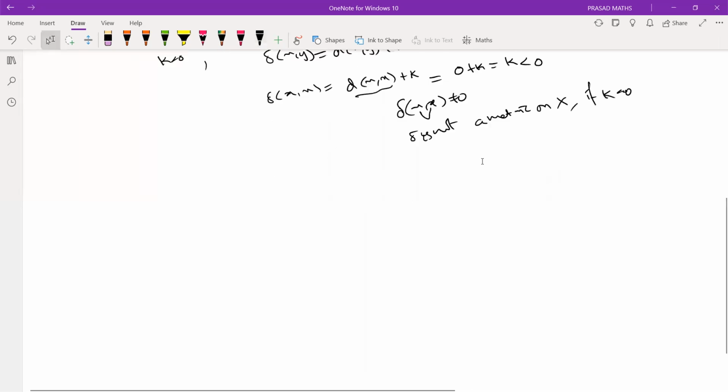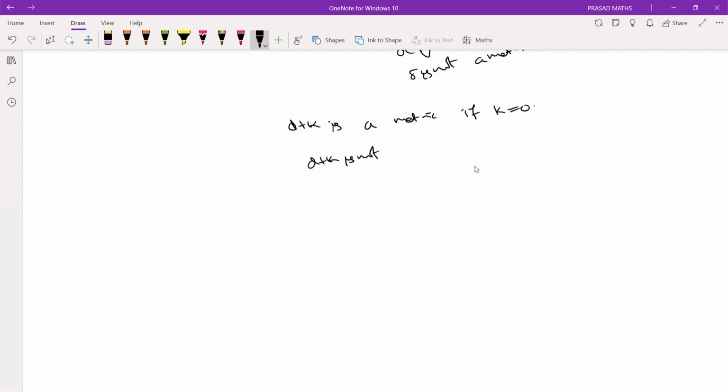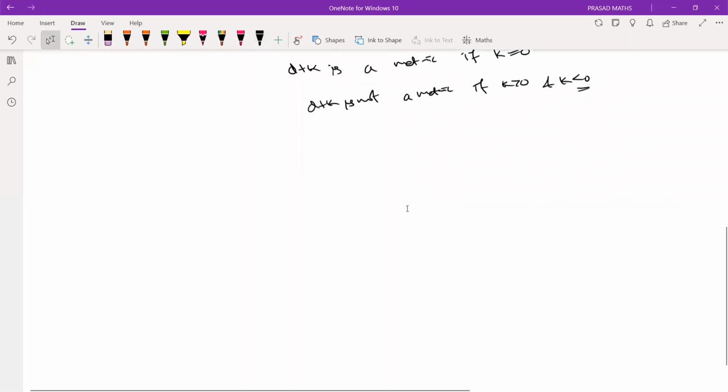So what do you conclude? This d plus k is a metric if k equals 0. So d plus k is not a metric if k is positive as well as if k is negative. Is it clear?